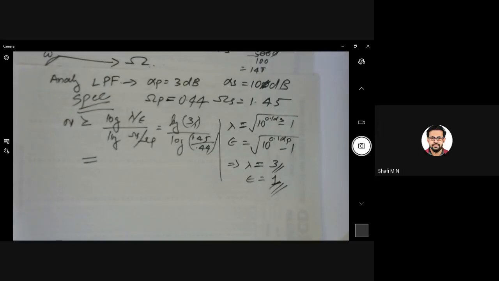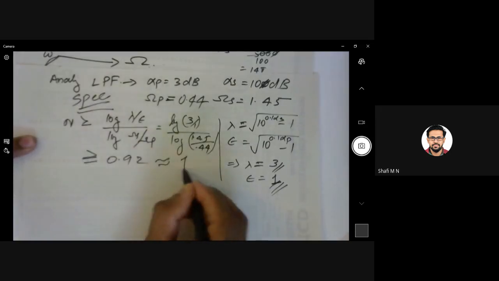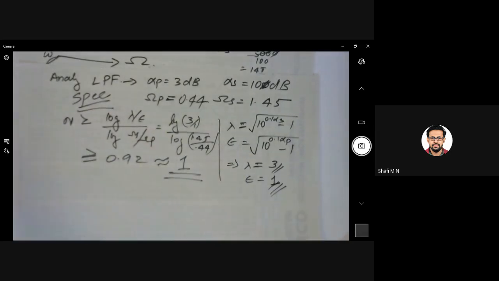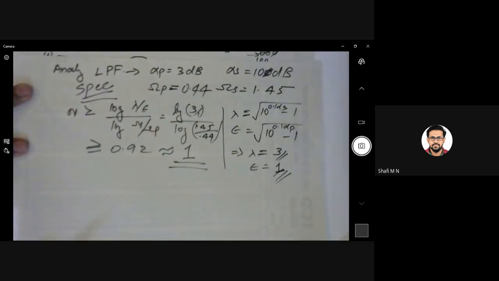So it's 0.92, right? 0.92 greater than or equal to 0.92, so approximately equal to 1. That is the next higher value. This is a very simple problem. So it's a first order filter, right?